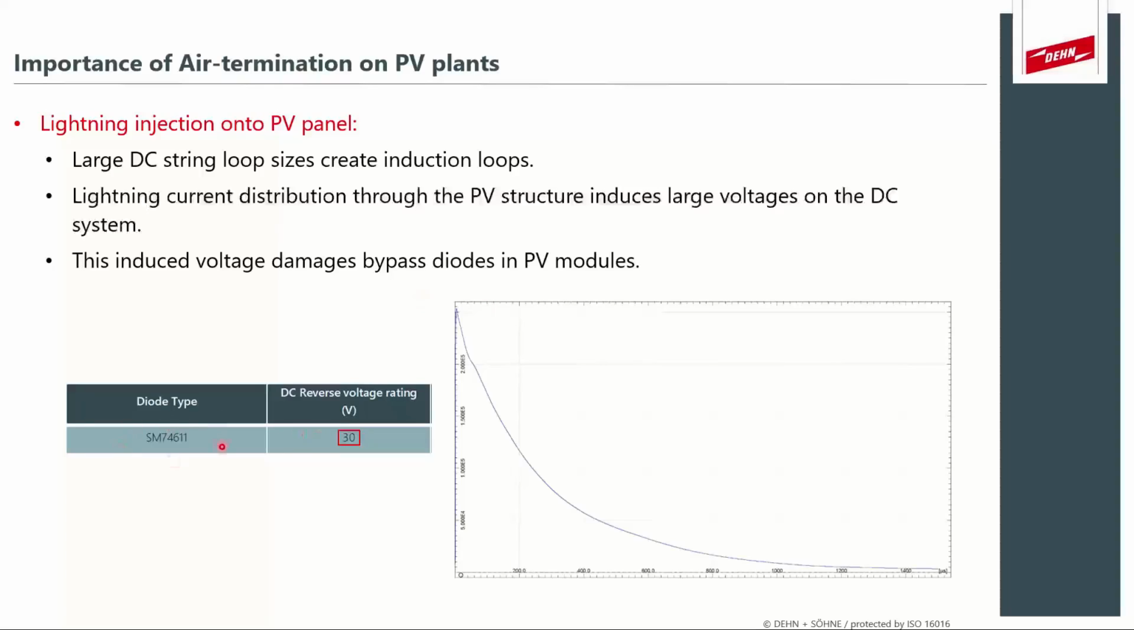And if you look at the data sheet for a typical diode installed within these PV modules, you can see that its rating is around 30 volts. Okay, so this very high 200 kilovolt will also then cause damage to the bypass diodes at the back of the module. To protect against this, we typically want to make the DC loops smaller, or we have to shield those cables by means of trunking or metal piping or anything like that to avoid this.